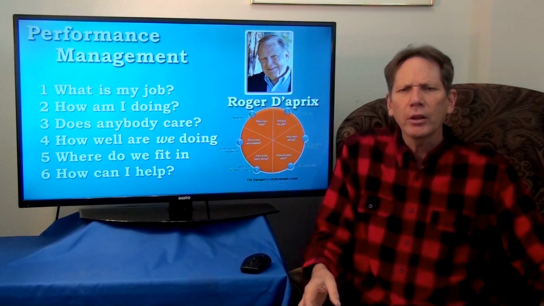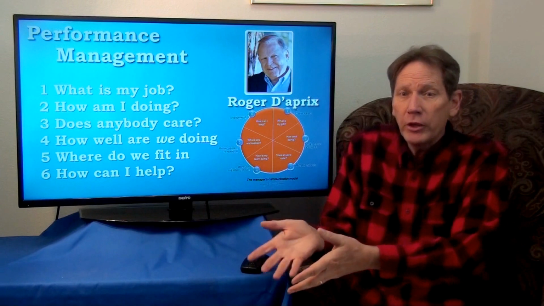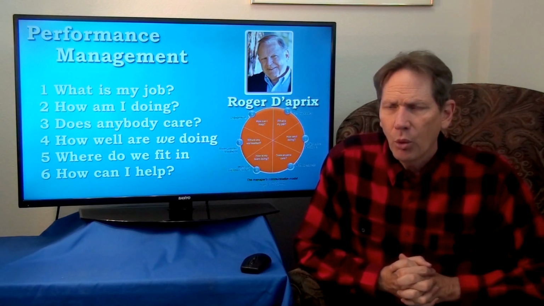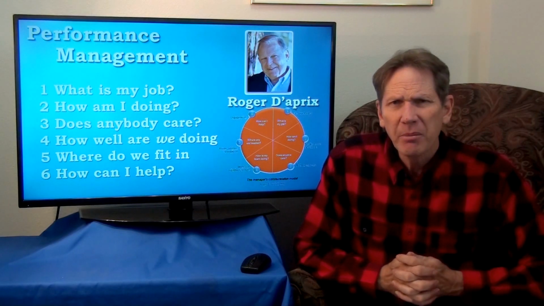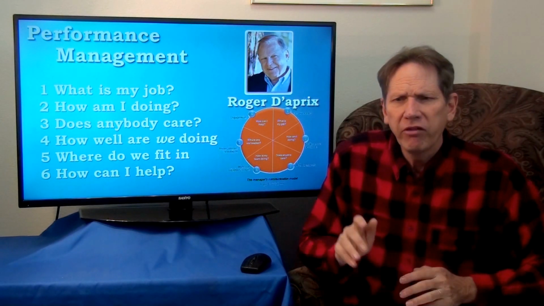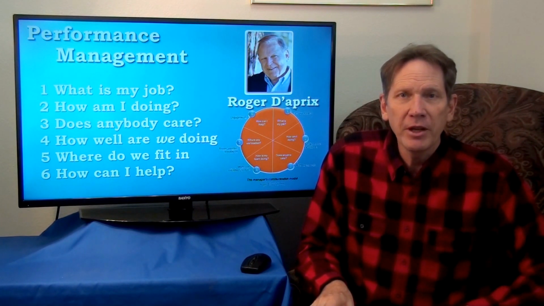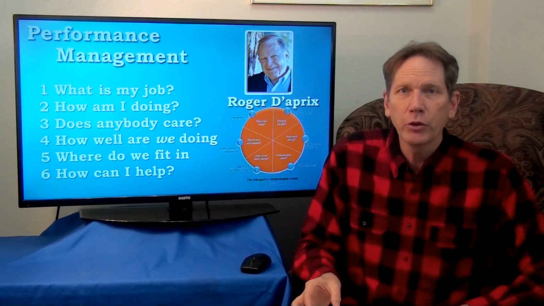How am I doing? Second question. Okay, I know what my job is. How am I doing at it? Annual reviews are lousy. Quarterly reviews. How about a monthly review? Once a month, 5 minutes is far more effective than an annual review with a 30-minute meeting with the boss that makes you fear and tremble.